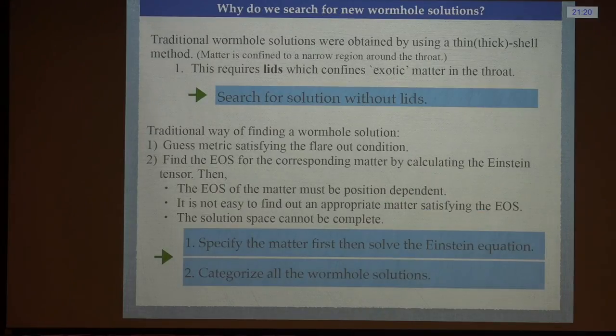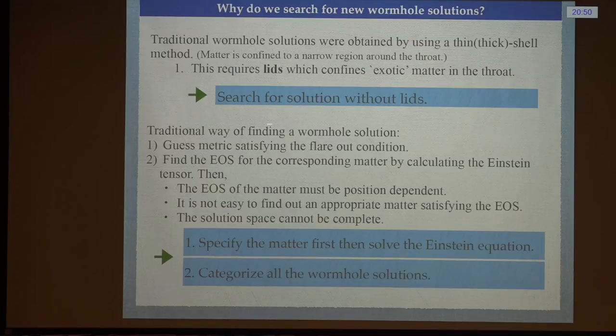Okay, then why do we search for new wormhole solutions? There are two reasons. First, the traditional wormhole solutions were obtained by using a thin-shell method. So the matter is confined to a narrow region around the throat. Therefore, this requires a lid which confines the exotic matter in the throat. Then it's natural to search for a solution without lids.